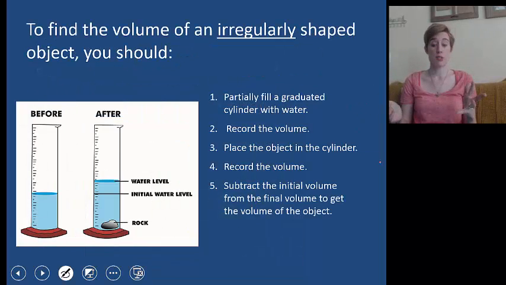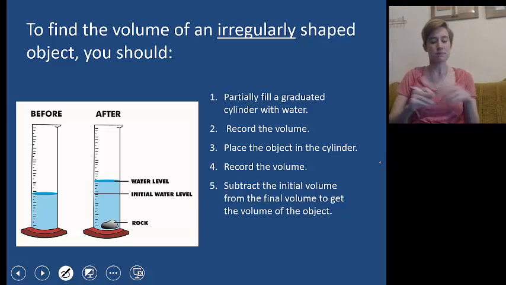What if we have an object that has an irregular shape? Okay, I feel like it just got dark in here.